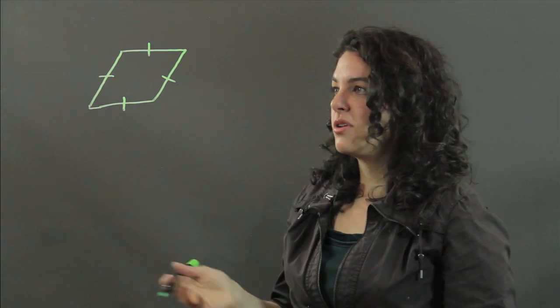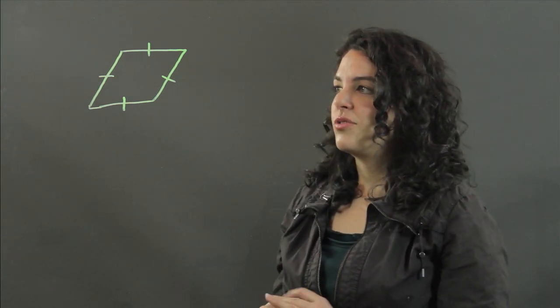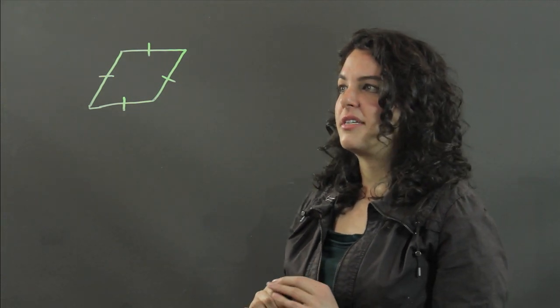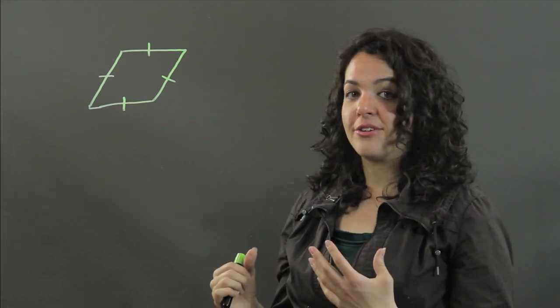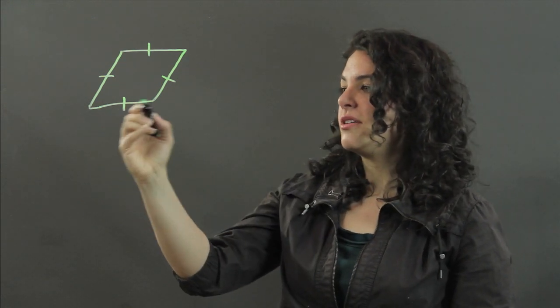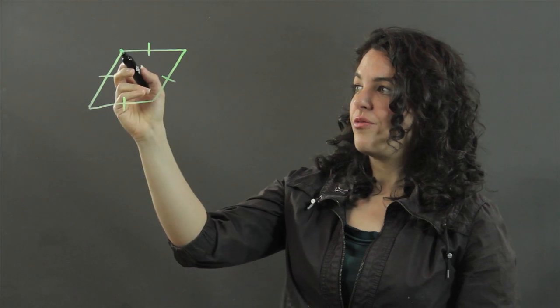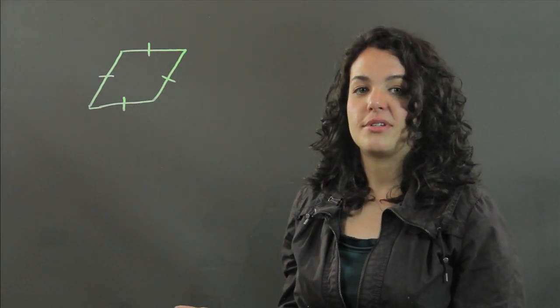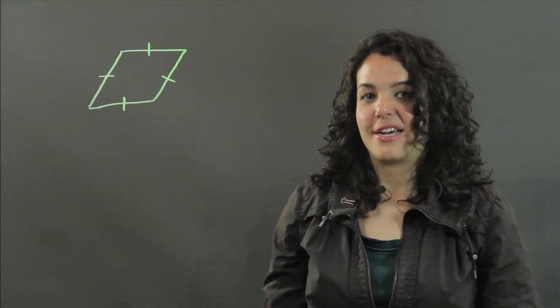Now that we have a rhombus on the board, let's answer the question, does a rhombus have a vertex? Well, what is a vertex? A vertex is basically an angle. And when we look at our rhombus, we see that we have 1, 2, 3, 4 angles, or 4 vertices in our rhombus. So the answer to our question is yes, a rhombus does have a vertex.